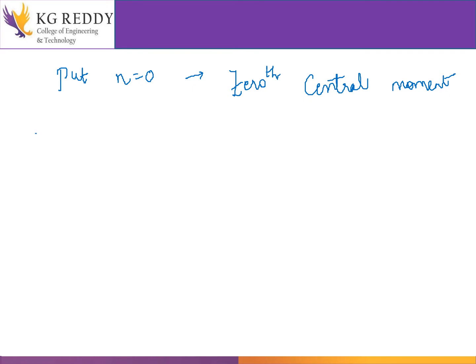Next, we will take one more thing: the central moment value, which we will calculate by putting different values of n. So first, I'll be putting n is equal to 0. When I put n is equal to 0, I'm going to get the 0th central moment. So this is nothing but mu 0. What is the formula? Expectation of x minus x bar raised to n.